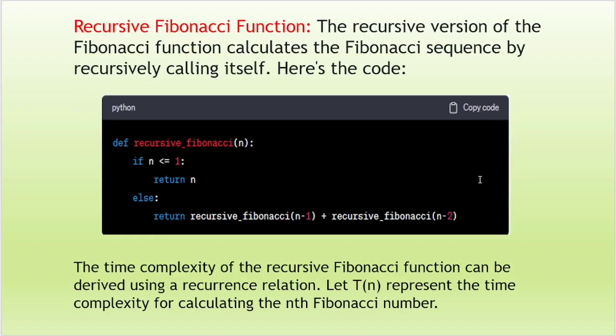Recursive Fibonacci function. The recursive version of the Fibonacci function calculates the Fibonacci sequence by recursively calling itself. Here's the code. The time complexity of the recursive Fibonacci function can be derived using a recurrence relation. Let T of n represent the time complexity for calculating the nth Fibonacci number.